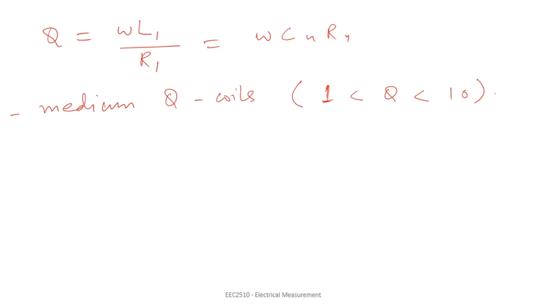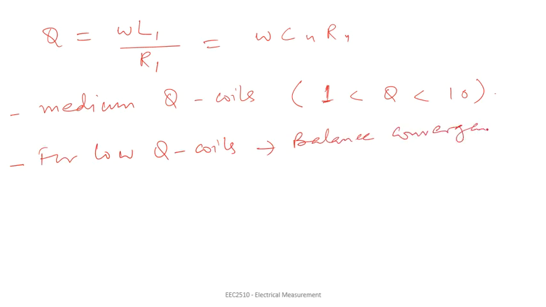For coils having a low Q factor, that is Q less than 1, this bridge cannot be used, because of the balance convergence problem. So for low Q coils, balance convergence problems arise. Balance convergence problem means that balance is usually difficult to achieve, or you can say the convergence is slow.